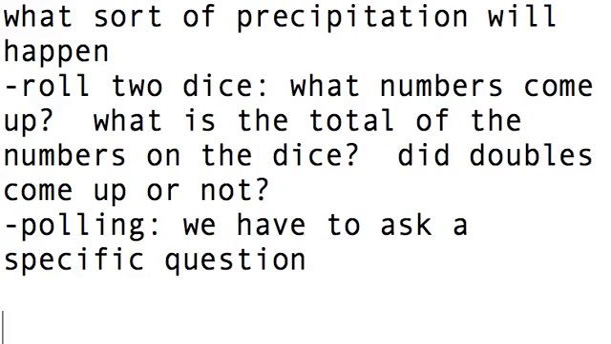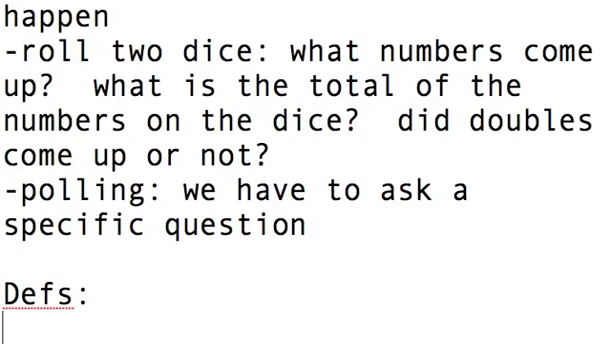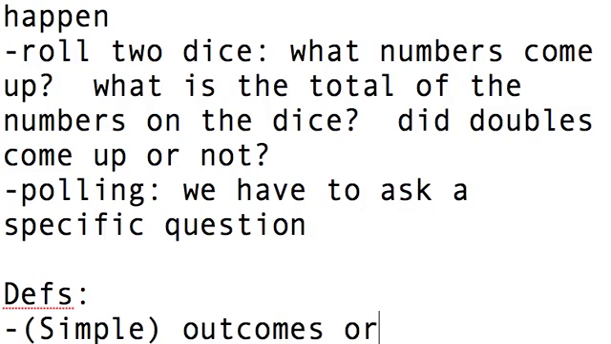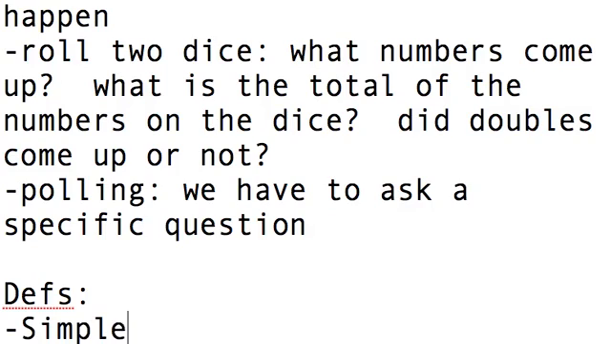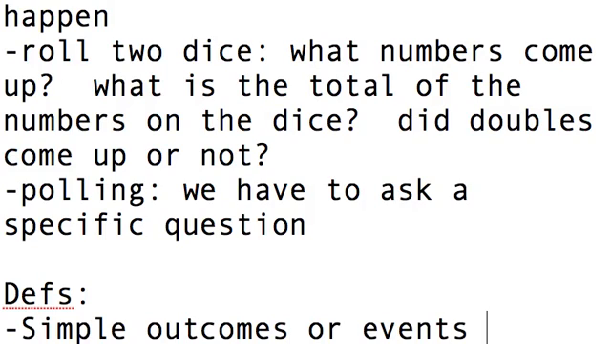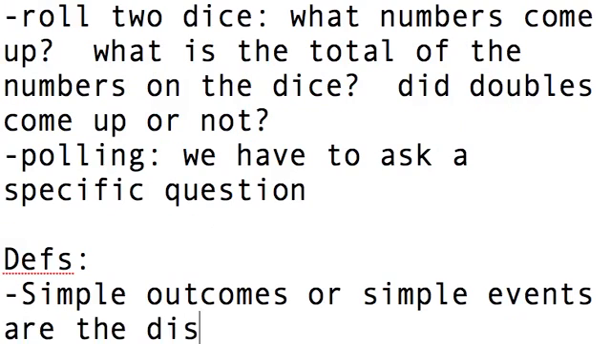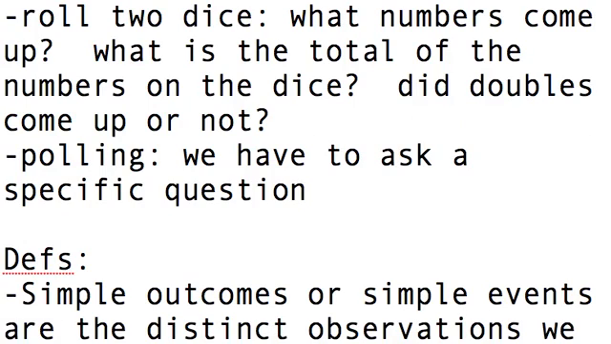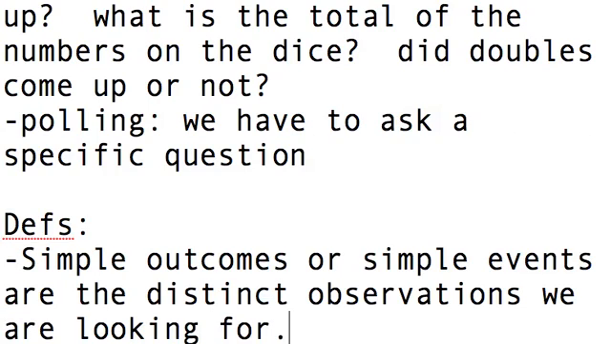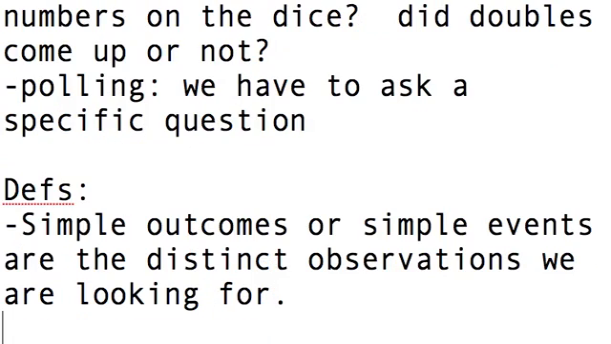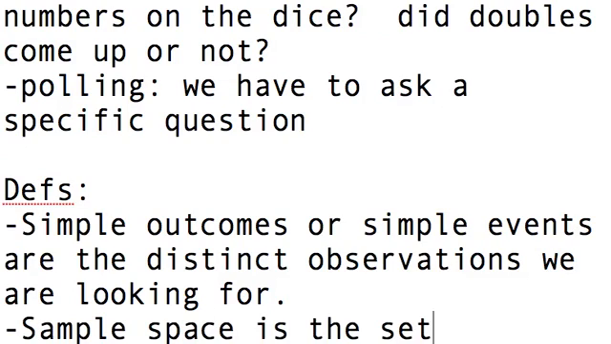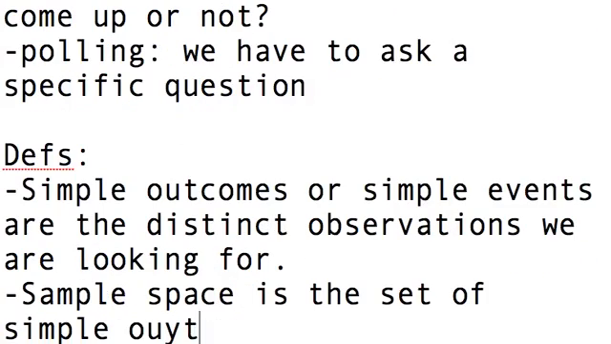So, let's have some definitions. First, simple outcomes or simple events are the distinct observations we are looking for. Now the book makes a distinction between outcomes and events. Outcome is supposed to be the real world term, and event is supposed to be the mathematical term. I'll probably use them interchangeably, but just be aware of that. And then the sample space is the set of simple outcomes or events.